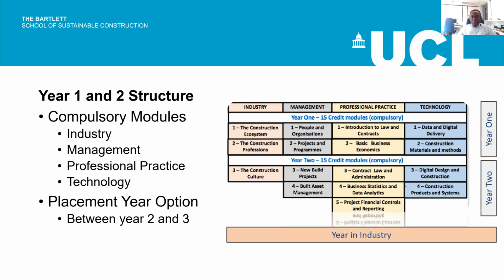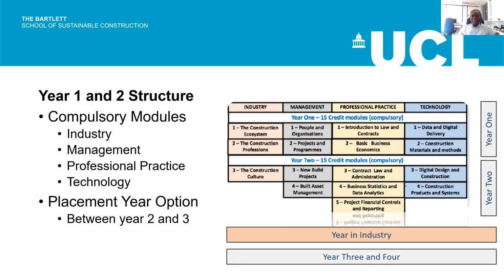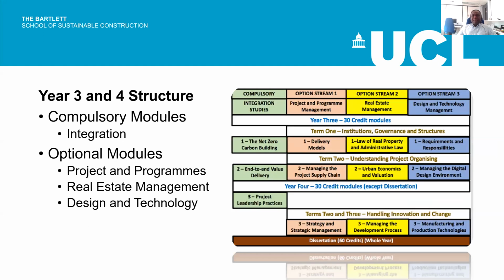Then students who elect to go out on industry placement can go after the second year and then come back to complete year 3 and year 4. This is what year 3 and year 4 look like. In year 3, you would be taking primarily 4 modules. 2 of them would be compulsory and 2 of them would come from your area of specialization. And then if you progress on to the 4th year, you would have 1 compulsory module and 1 module from your area of specialization, in addition to a dissertation module.